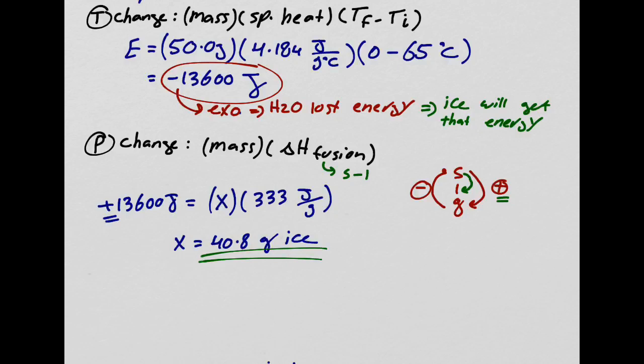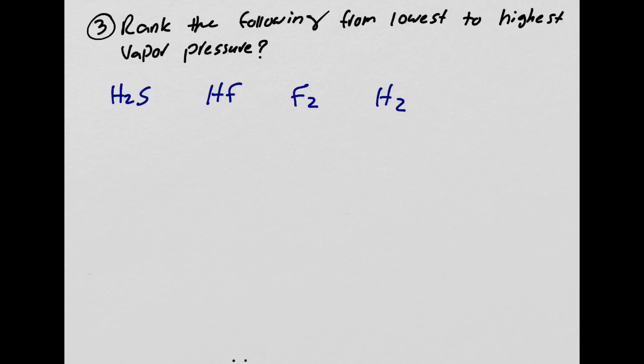All right, nice job. Ready for the next one? Let's keep going. Rank the following from the lowest to the highest vapor pressure. Here is my hint to you before you pause me so you can do this. Figure out the IMF first. And sometimes to figure out the IMF, you need the Lewis structure. You need the Lewis structure in order to figure out the IMF. Okay? All right, pause me and then do this.